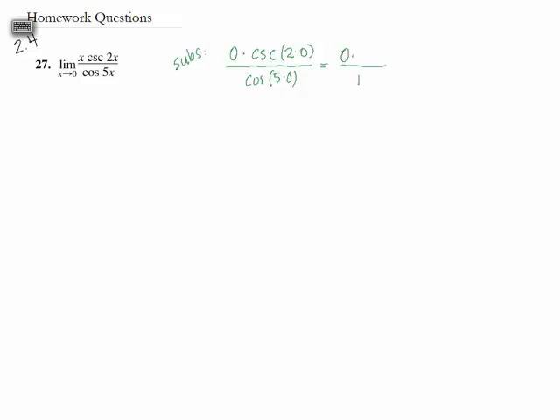Then when you try to take the cosecant of 0, you get an explosion. The cosecant of 0 does not exist. So that means substitution doesn't work. We're going to have to try something else.